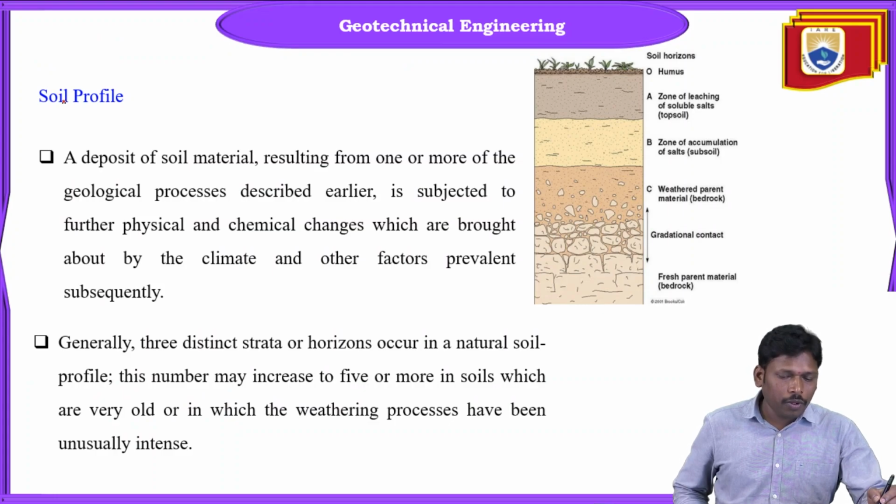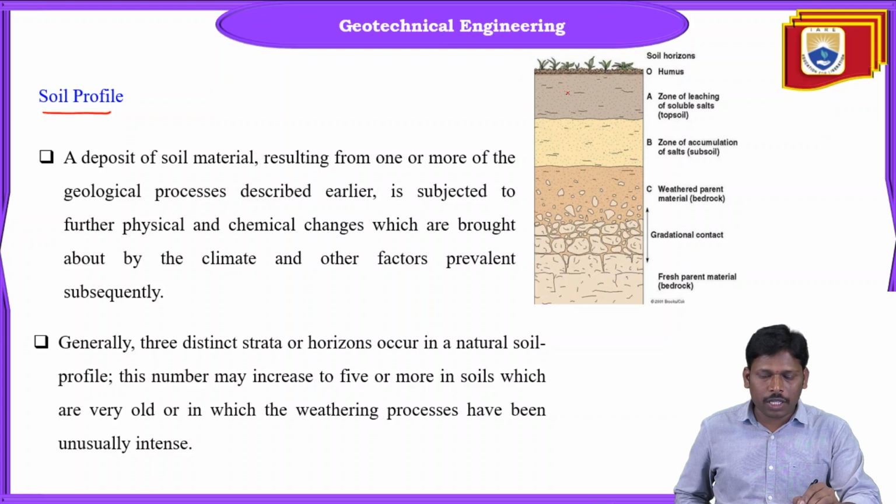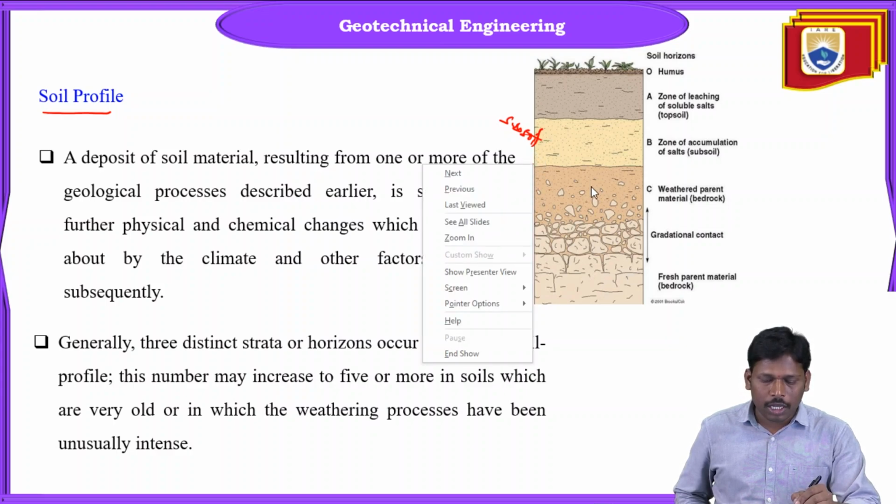Okay, so once soil is formed through any one of the mechanical or chemical weathering processes and any one of the transporting agents, some profile will be created. That profile may consist of different rock types and soil types, as we discussed in many of the soil types. So here you can see, this is the ground surface and the zone of leaching of the soluble salts, which we can call the topsoil, and the zone of accumulation of the salts, which we can call the subsoil, and the weathered parent, this is the bedrock. So after a certain depth from the ground surface, the entire portion we call the bedrock.